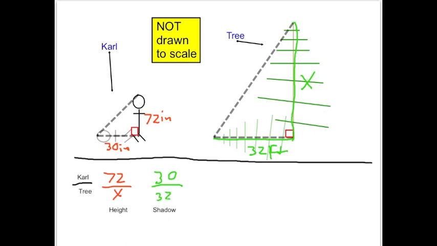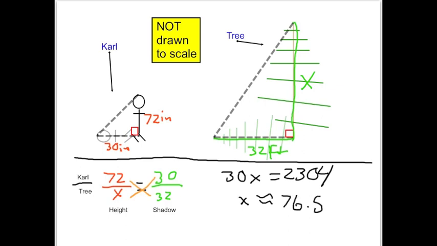And so since these two triangles are similar, we now have a proportion that we can solve using cross multiplication. We have 30 times x is equal to 72 times 32. And so our final answer is 76.8 feet. And that's how tall the tree is.